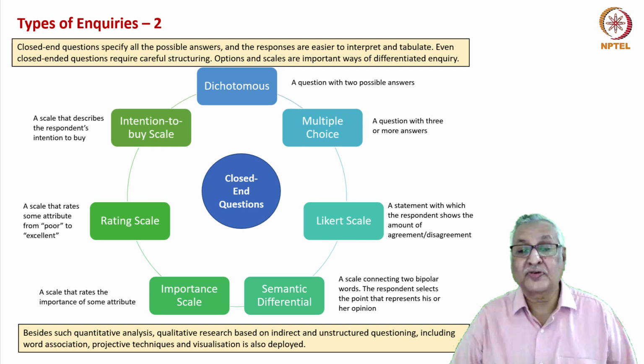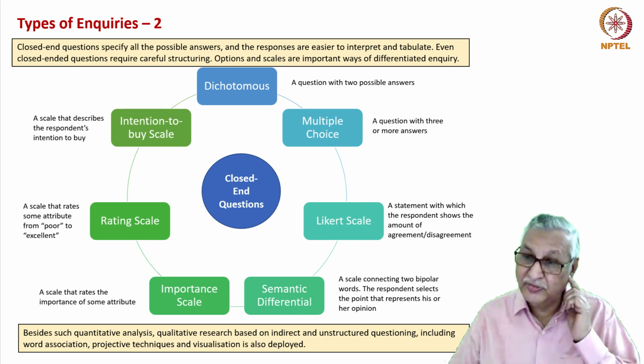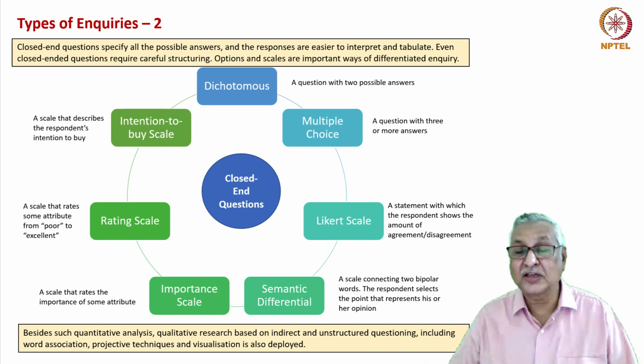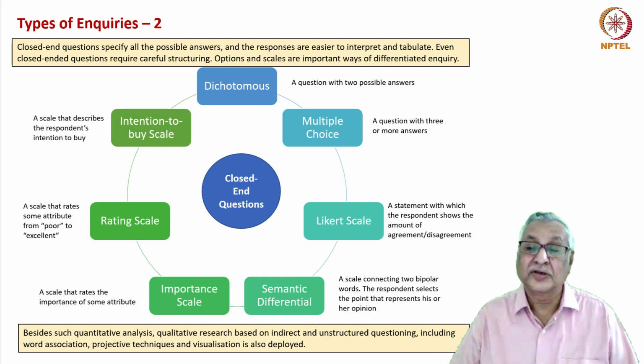Some of the examples of closed-end questions are a question with two possible answers. That's called a dichotomous question. There could be a multiple choice question where a question has three or more answers. Likert scale is a methodology by which a statement with which the respondent shows the amount of agreement and disagreement points us to the respondent's thinking process.